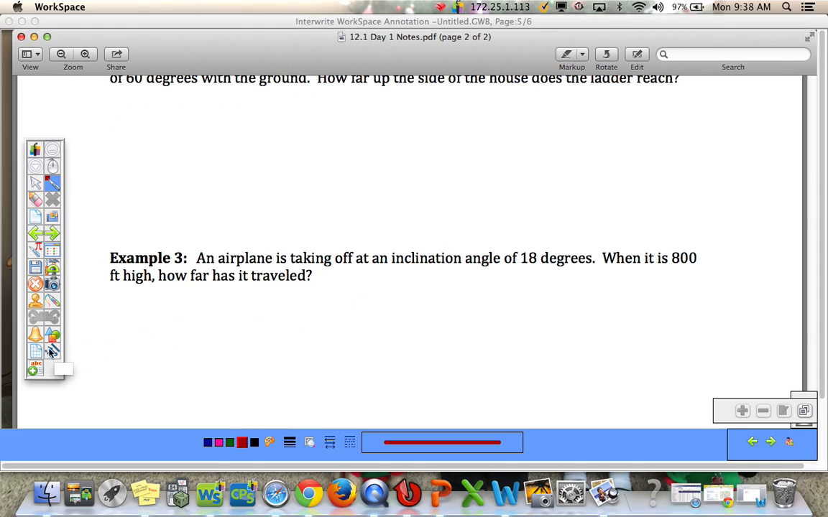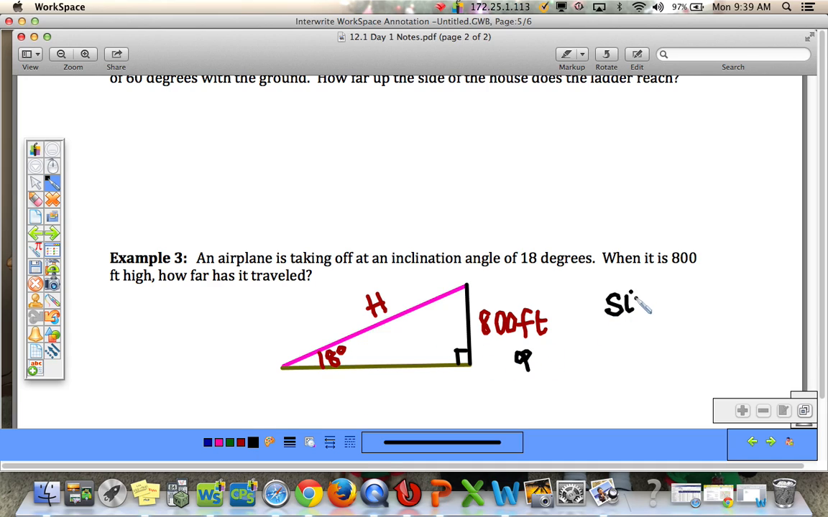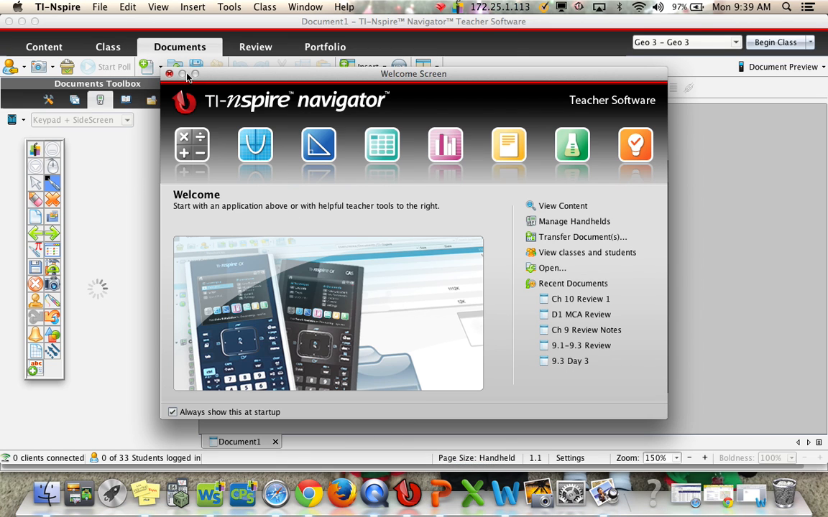An airplane is taking off with an angle of inclination of 18 degrees. When it is 800 feet high, how far has it traveled? So this is my triangle. Here's the ground. It's a right triangle. So the angle of inclination is your angle with the ground. 800 feet high, so the plane height is 800 feet. How far has it traveled? So you want the hypotenuse here. And we have the opposite side. So again, opposite and hypotenuse, that's sine. Sine of 18 equals opposite, which is 800, over the hypotenuse. And again, we're going to cross multiply and solve.